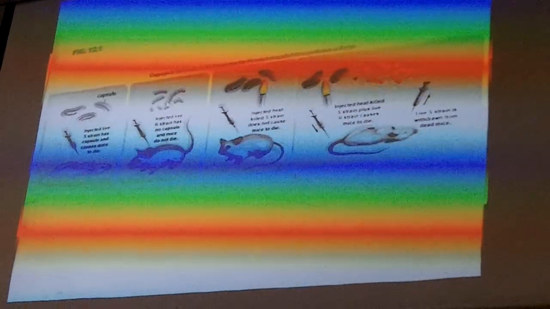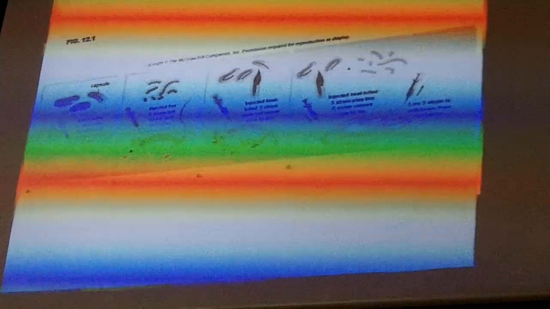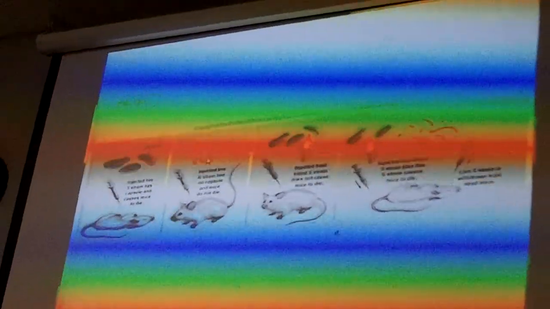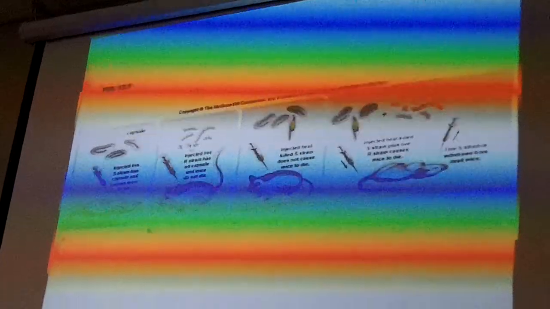S-strain bacteria kill mice. Now, there's a different strain that is basically the same bacteria, but it doesn't have the capsule. He called them R-strain bacteria because they look rough on the outside. They don't have the smooth capsule.